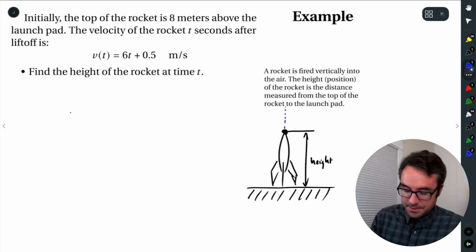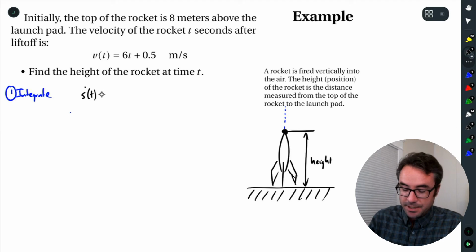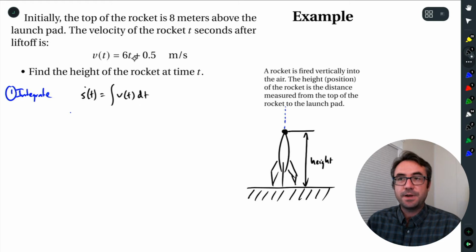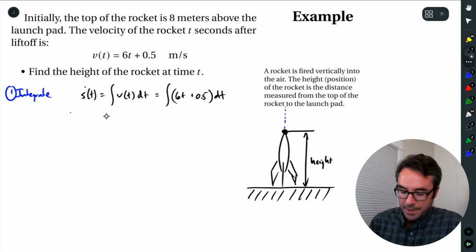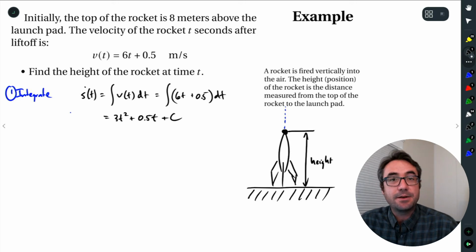So we want to find, step 1, integrate. Our position function is just the integral of our velocity function. All right, so let's fill in our velocity function here. We're going to do the antiderivative of 6t plus 0.5. We can go term by term and just integrate each of those. So when we do that, we get 3t squared plus 0.5 times t, and then plus c at the end, our constant.